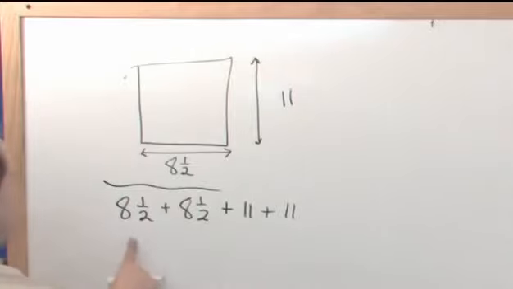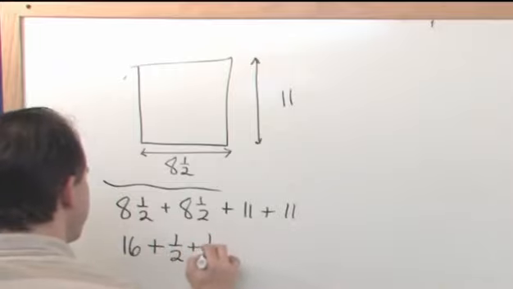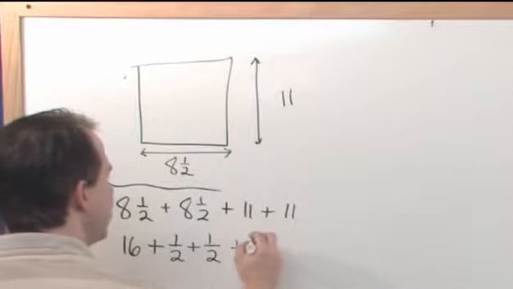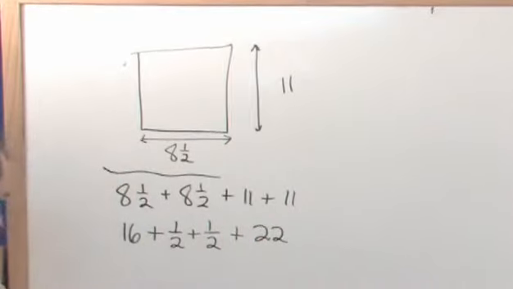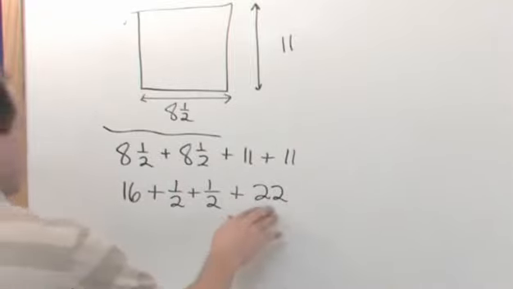So let's do that. Starting with the fraction. 8 plus 8 is going to give me 16, plus 1/2 plus 1/2. I'm just going to leave that alone for now, because that's the fraction, and I don't want to mess with that yet. Plus 11 plus 11 is 22. I think you can figure that out by just adding 11 and 11 up on your fingers. It's going to give you 22.